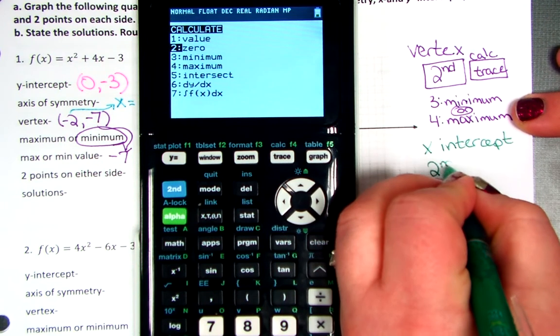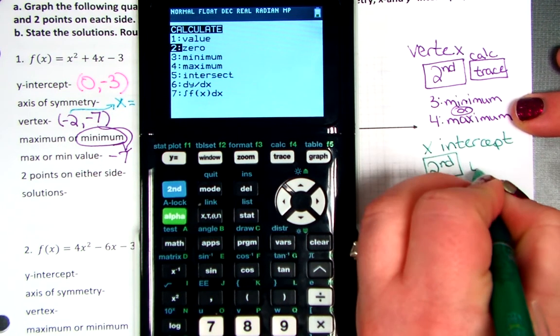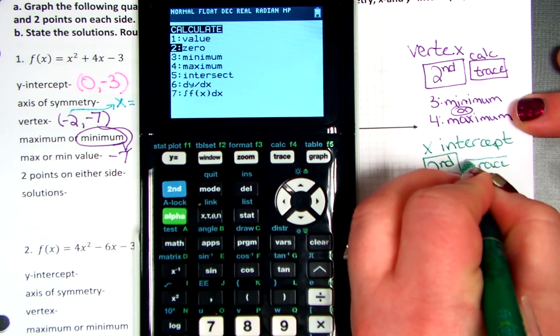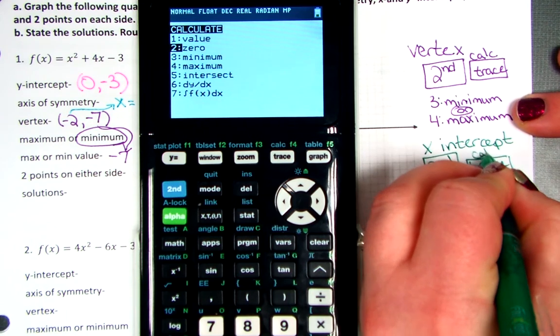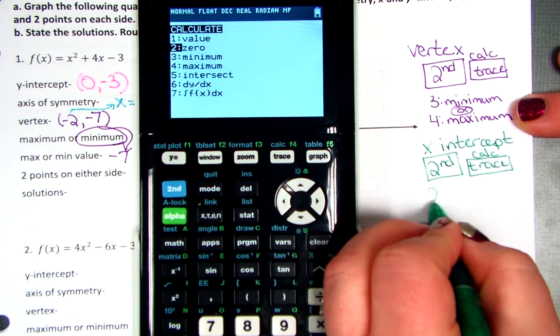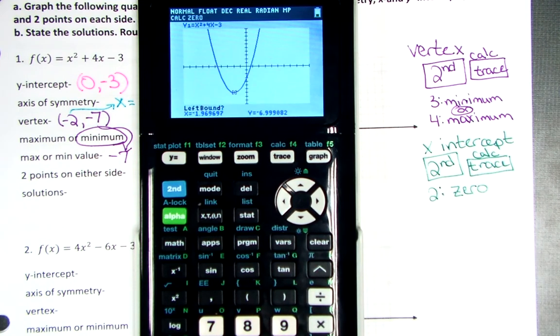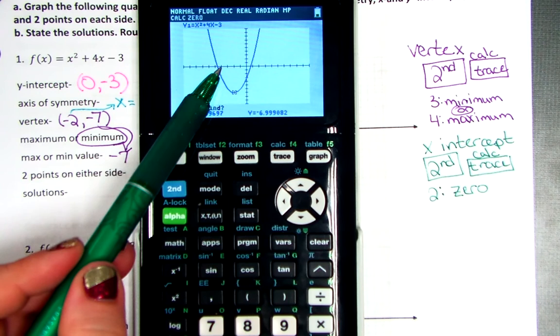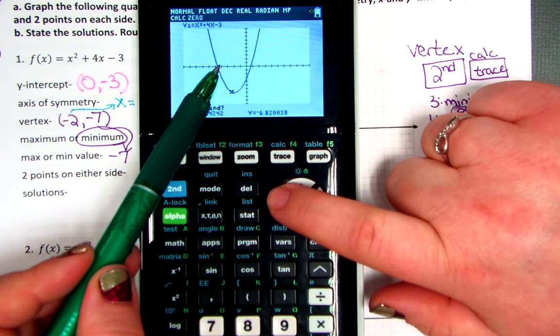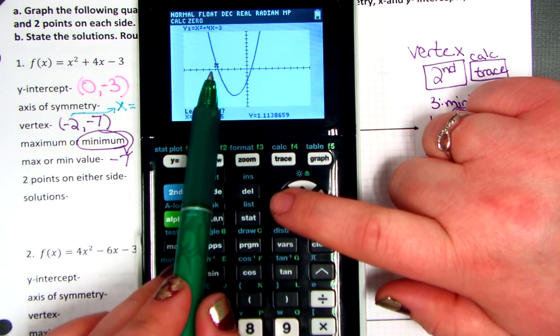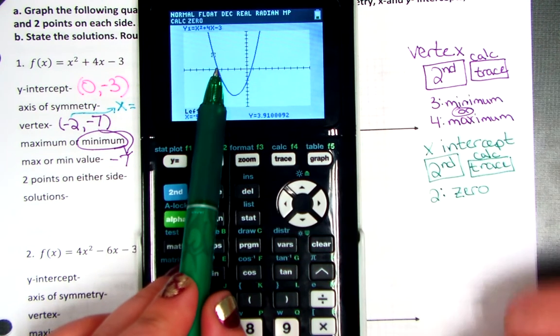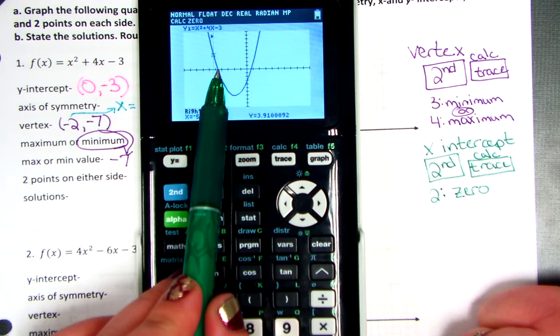We'll press second, and then the trace button, which says calc above it. And we select option 2, which is zero. And when you do that, it's going to spit out that same questioning sequence, left bound and right bound. So you need to already know that one of my x-intercepts is right here. So we'll need to move this cursor so that it's on the left side of that x-intercept. So it's on the left side, and we'll press enter.